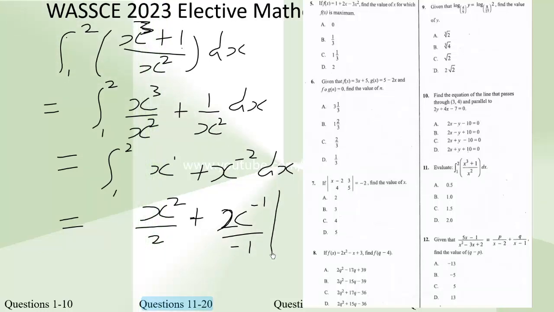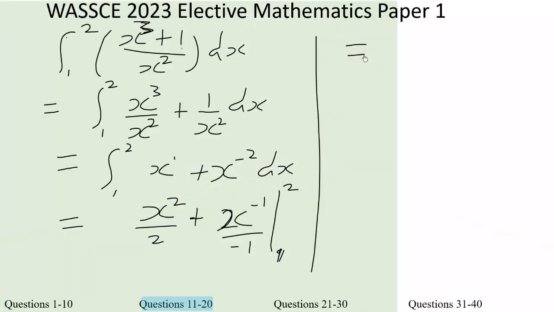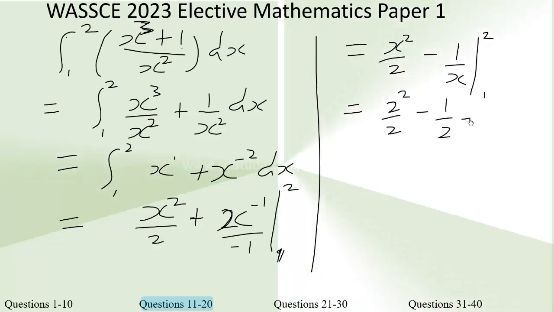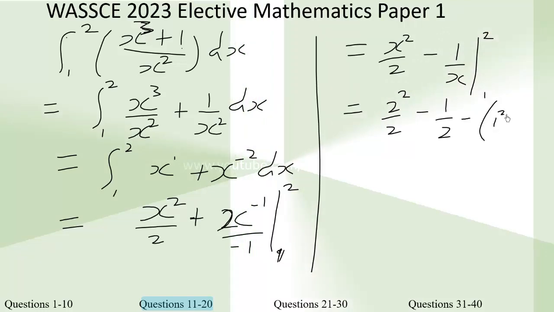Since we are dealing with a definite integral, we can ignore the constant of integration. So we can now substitute the values to obtain x squared over 2 minus 1 over x, from 1 to 2. So when we substitute x equal 2, we get 2 squared over 2 minus 1 over 2, minus, into bracket, 1 squared over 2 minus 1 over 1.